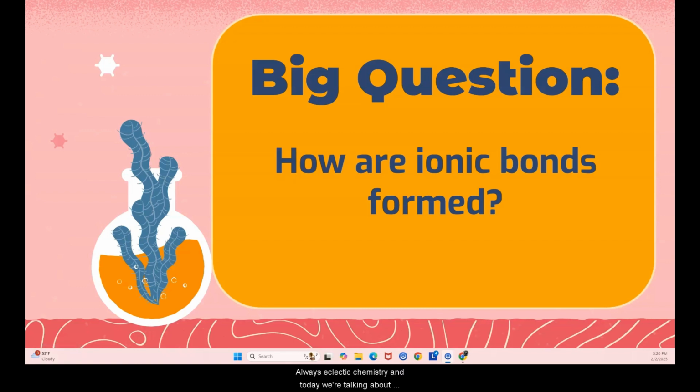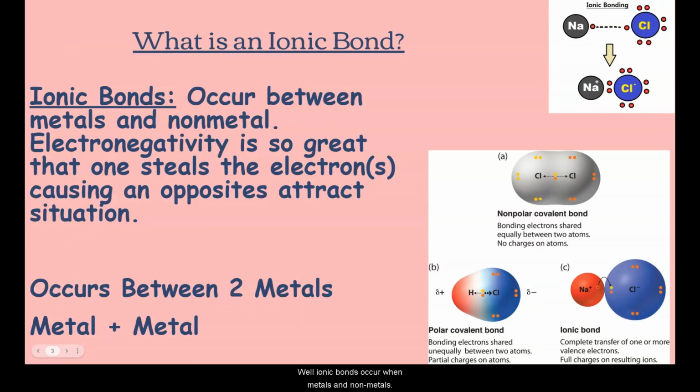This is Always Eclectic Chemistry, and today we're talking about ionic bonds. And our first big question is, how are ionic bonds formed? Well, ionic bonds occur when metals and nonmetals attract each other, transfer an electron, and form a bond. This is electronegativity beyond a covalent bond, and the electronegativity is so great that one atom steals the electron, causing the opposites attract situation. This occurs between a metal and a nonmetal.